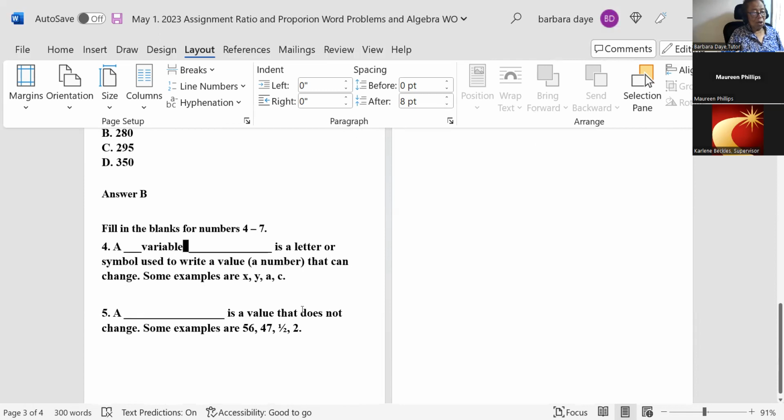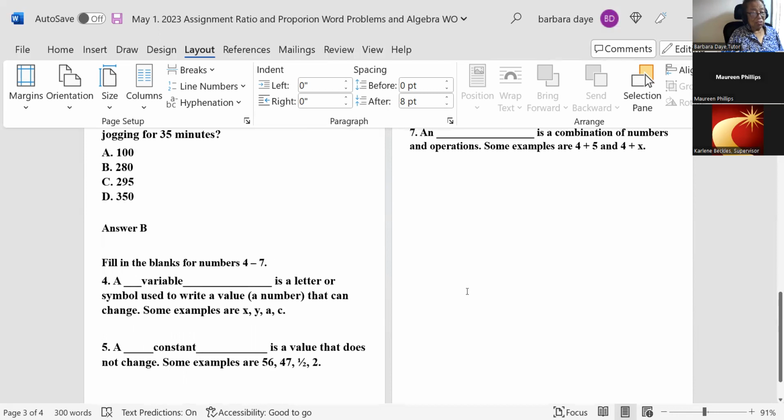Now, what do you call a value that does not change? And there are some numbers there, 56, 47, 1 half, 2. What do you call that? Numbers that don't change. A constant. That's right. That's the answer, constant. That's all you have to do. A constant is a value that does not change. But a variable changes, right?